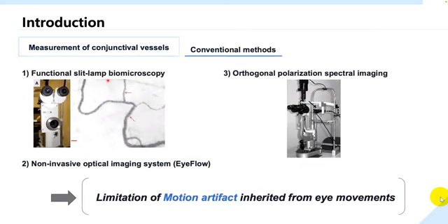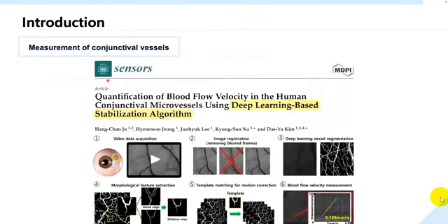Existing measurements of conjunctival vasculature, including functional slit-lamp biomicroscopy, eye flow, and orthogonal polarization spectral imaging, have limitations due to motion artifacts from eye movement. In 2021, a deep learning-based conjunctival optical imaging system addressing these limitations was introduced, used in this study for measuring conjunctival microvasculature, measuring parameters such as blood flow rate and velocity, and vessel diameter.